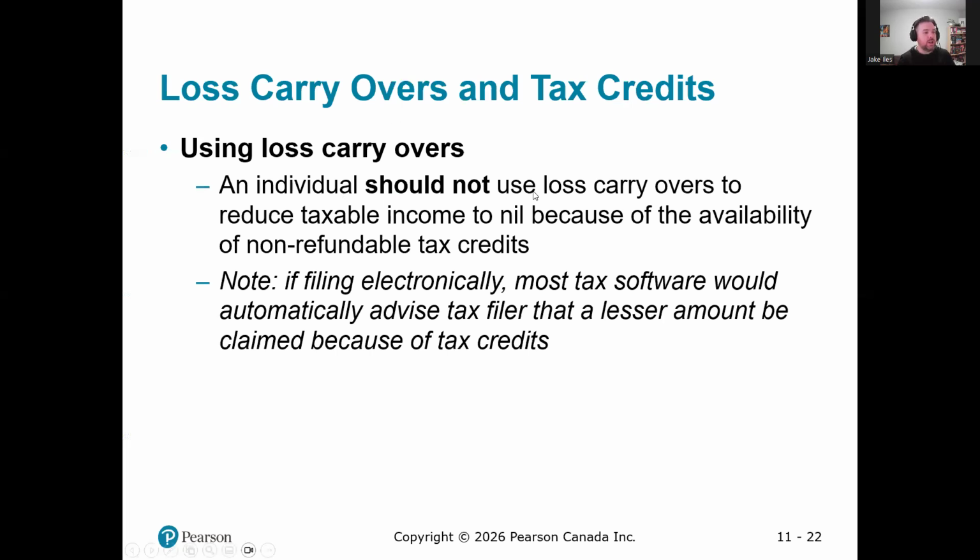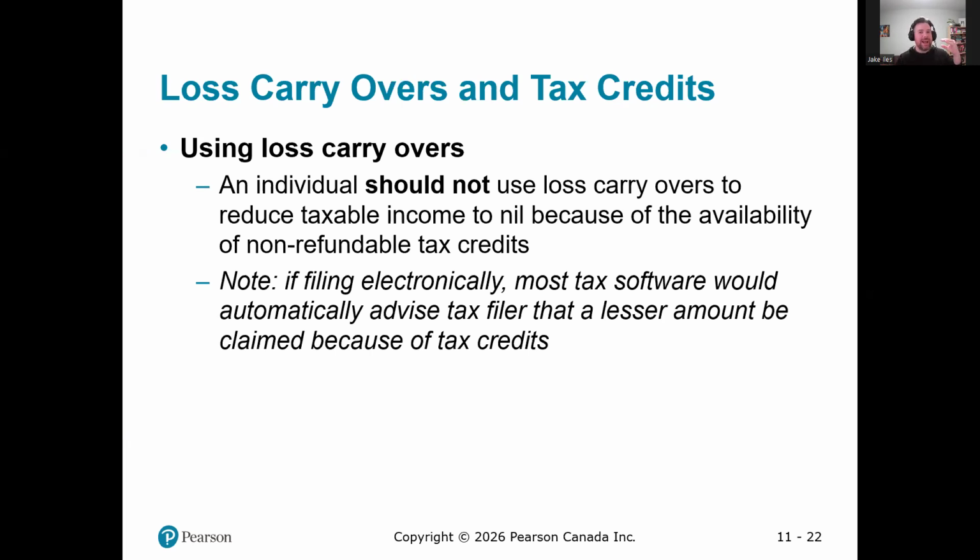So an individual should not use loss carryovers to reduce taxable income to nil because of the availability of non-refundable tax credits. The thing about non-refundable tax credits is they can be used to reduce your tax obligation. They reduce your tax payable. But if your income gets to zero, or once that tax balance owing gets to zero, any remaining credits are lost. Any unused amounts just go by the wayside, fade into the ether, and then next year we'll get a new set of non-refundable tax credits, like the basic personal amount. So the idea is we don't want to miss out on these tax credits if we don't have to.